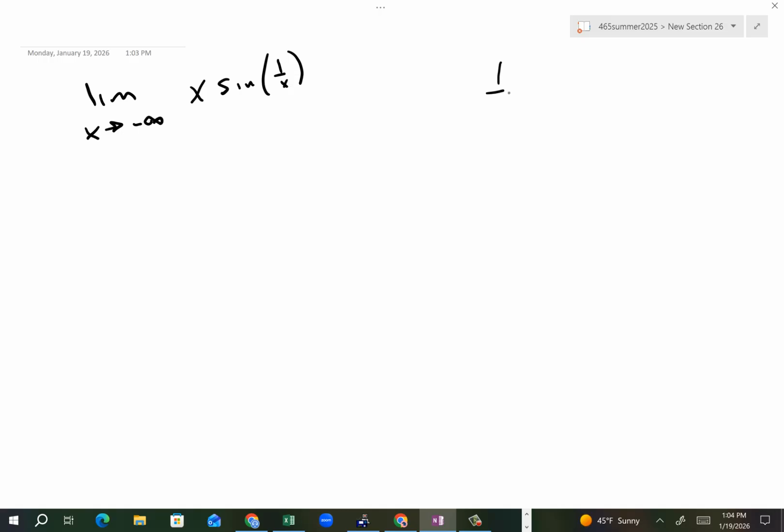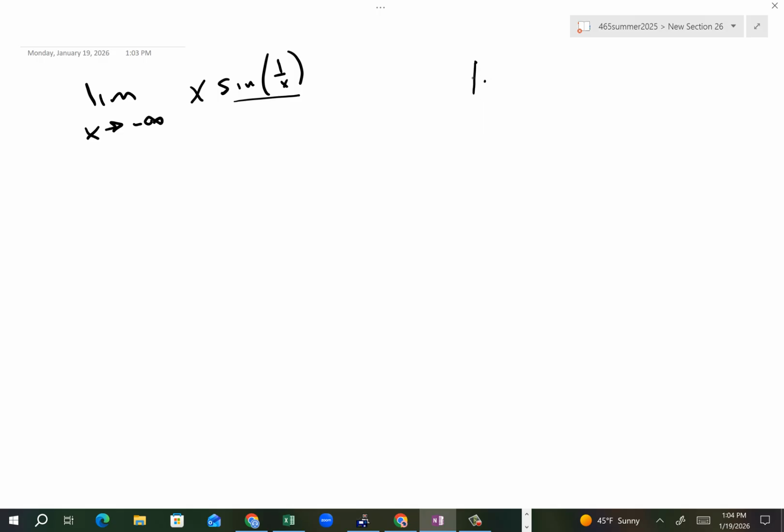Well, 1 over infinity is approaching 0, yeah? So this is the sine of 0. So this is basically saying negative infinity times 0. Well, that's a problem, right? The guy cannot do that. Like, well, Groom, what do we do? What do we do? Well, exactly.